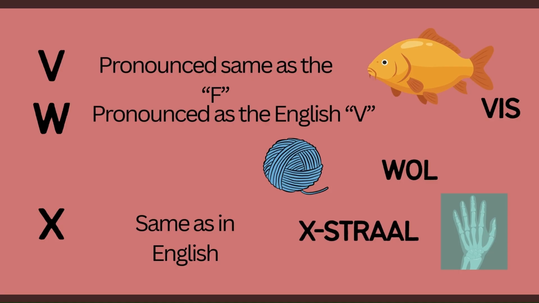The X is pronounced the same as in English. This is also a letter which is not used very often. Just like in English, we have X-ray. In Afrikaans, we say X-straal. If we say it fast, X-straal.